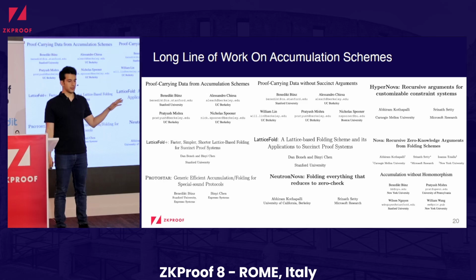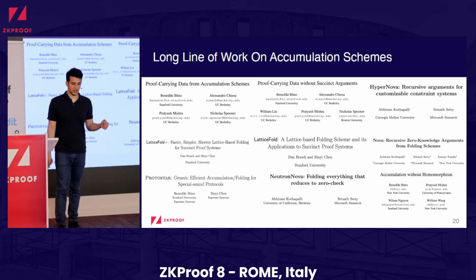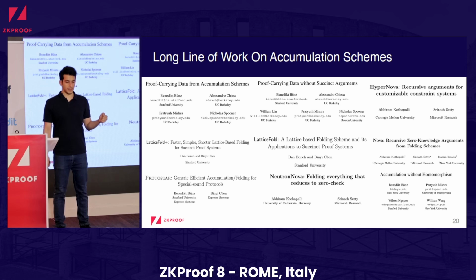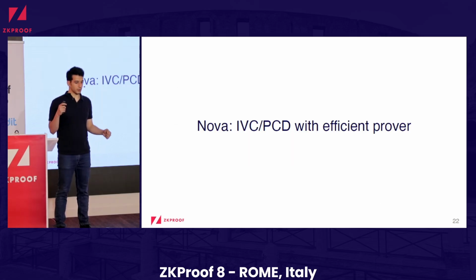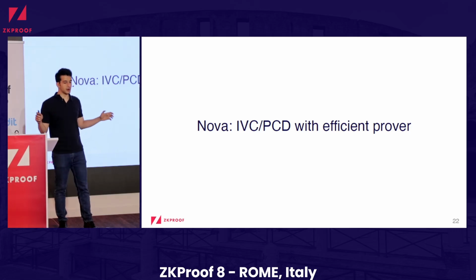If I want to give you a summary, there's a really long line of work over the course of 5 years on different accumulation schemes from different primitives. It started by using Pedersen as the underlying commitment scheme, then more recently we have the lattice-based ones, and there's a recent line of work building accumulation from the hash-based ones, such as ARC. The focus of all these papers is basically to reduce the recursive overhead and build a prover-efficient IVC or PCD. The point which is overlooked in all these papers is the verifier complexity and the proof size.